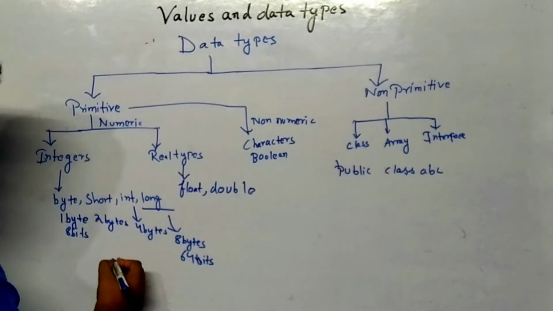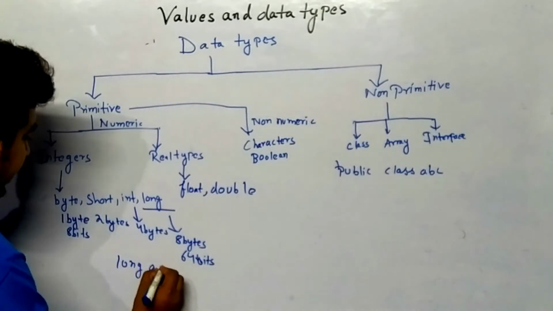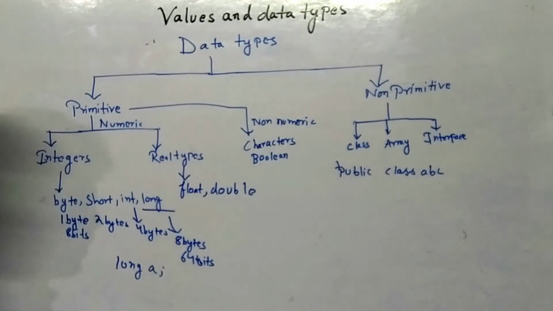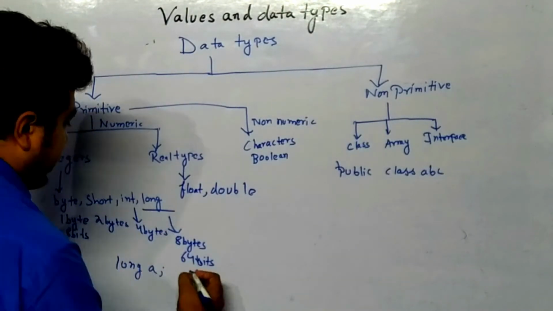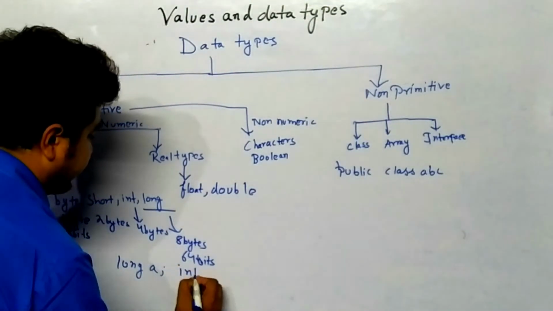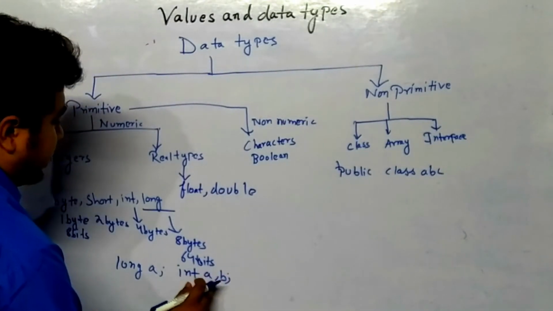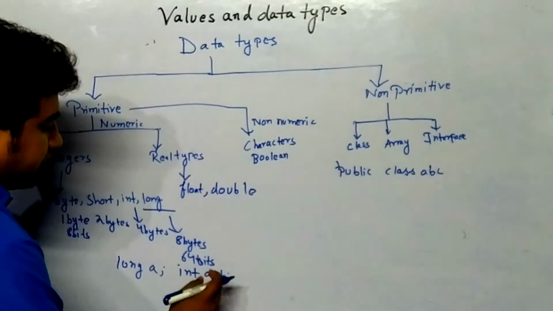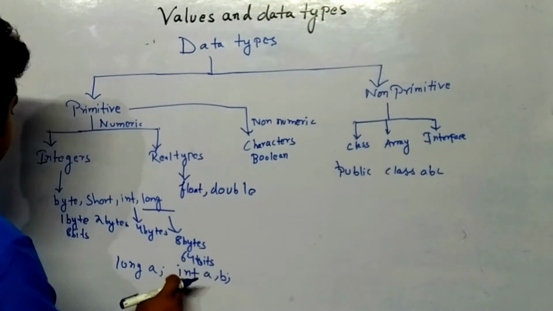How do you initialize it? long A means A is of type long. If you want to initialize two variables of type integer, what will you write? int A, B. I have written a comma because we need to separate two variables by a comma. So A and B are of type integer.